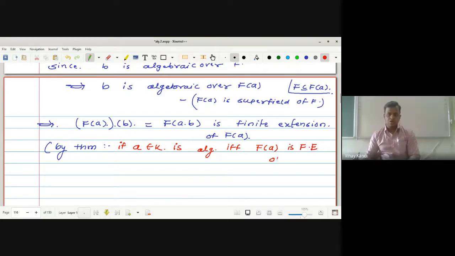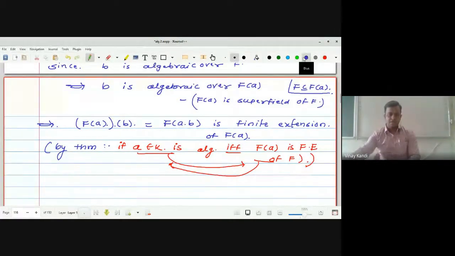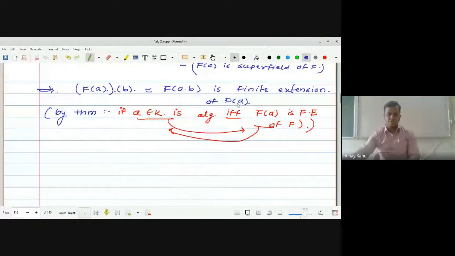We say that F(a,b) is a finite extension of F(a). So this means that F(a,b) over F(a) is finite. By this theorem, F(a,b) is simple. The degree of F(a,b) over F(a) is finite.